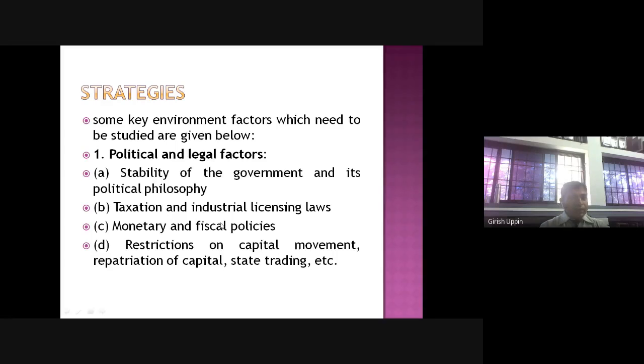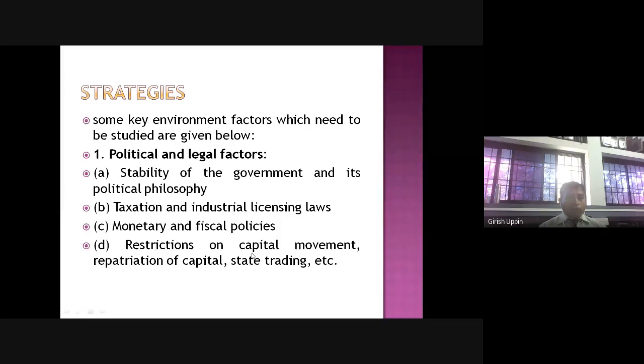That is one. Taxation and industrial licensing laws. So how the taxation is done, how the industrial licensing is done, it will have a huge impact. Normally, when the government wants to increase investment, they will come up with a lot of tax relaxation and ease the licensing policies, things like that. So that is also an important factor to be looked at in the environment. Monetary and fiscal policies. What are the monetary and fiscal policies that are followed? Restriction on capital movement, repatriation of the capital, state trading, etc.